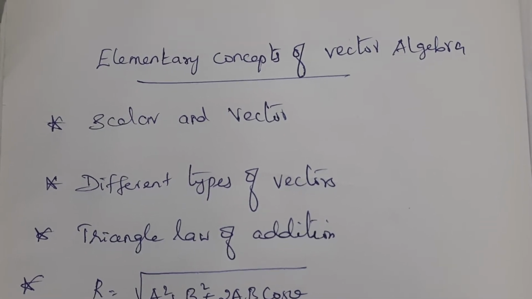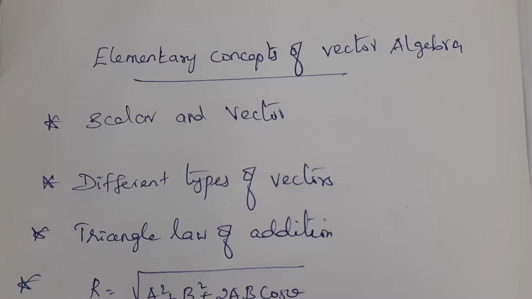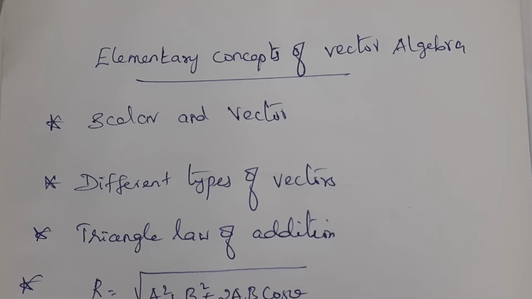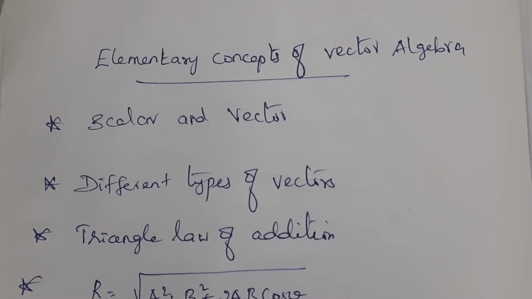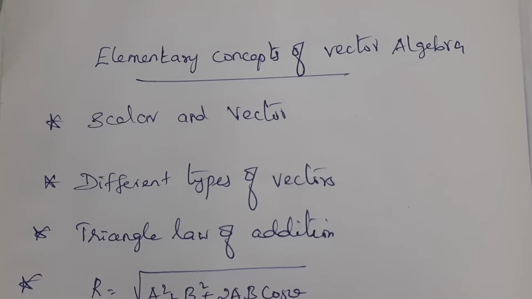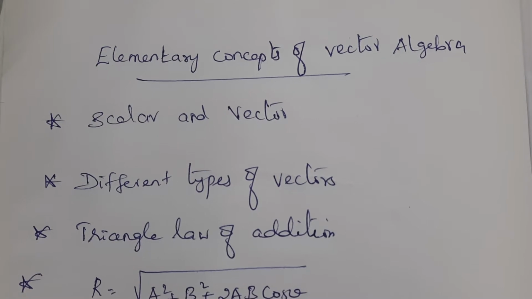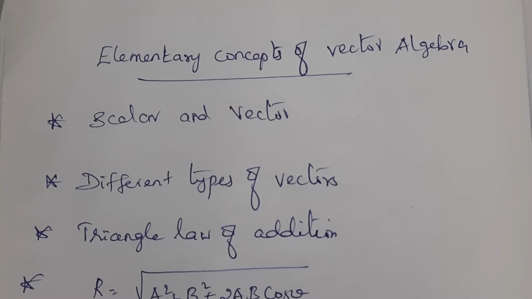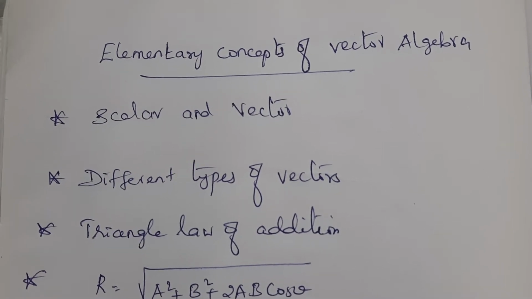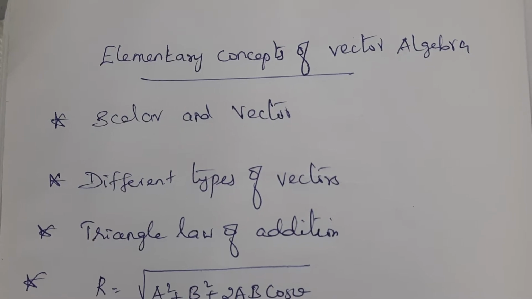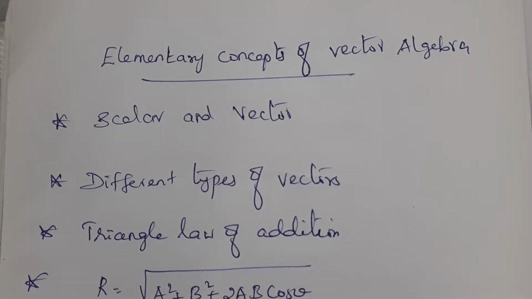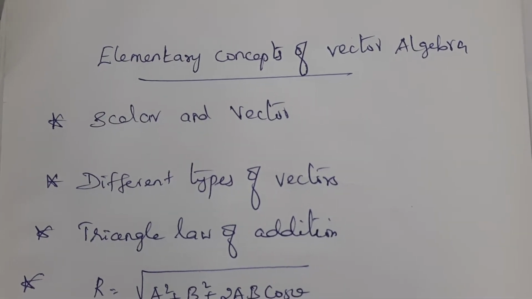A vector quantity is a quantity which is described by both magnitude and direction. Force, velocity, displacement, linear momentum, etc. are examples of vector quantities. Next, the magnitude of a vector is nothing but the length of a vector. Also, we learned different types of vectors.